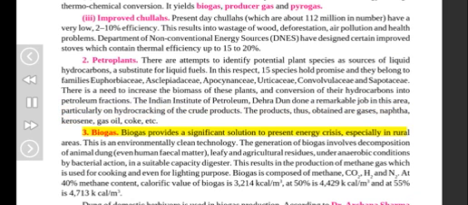3. Biogas. Biogas provides a significant solution to present energy crisis, especially in rural areas. This is an environmentally clean technology. The generation of biogas involves decomposition of animal dung, even human fecal matter, leafy and agricultural residues, under anaerobic conditions by bacterial action, in a suitable capacity digester. This results in the production of methane gas, which is used for cooking and even for lighting purpose.